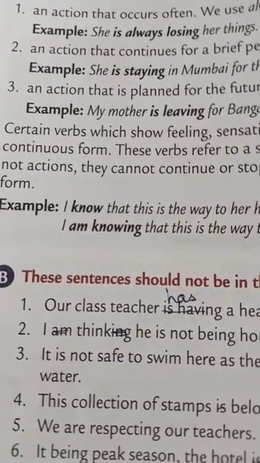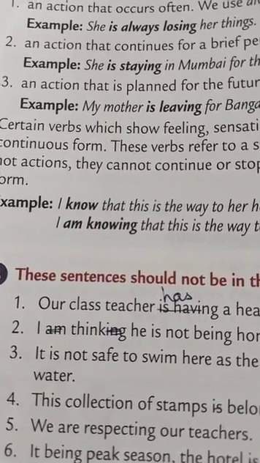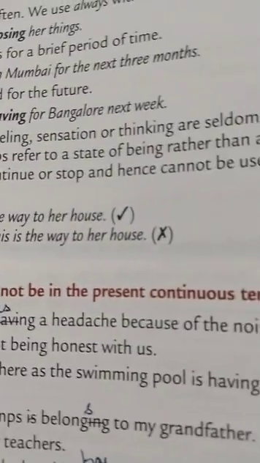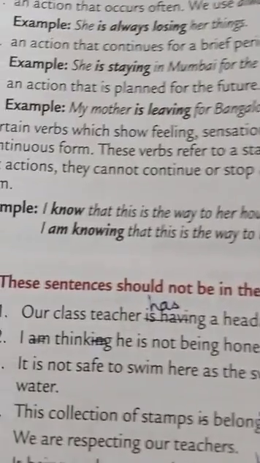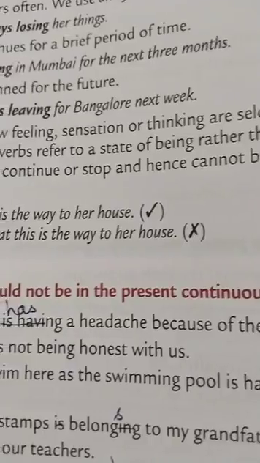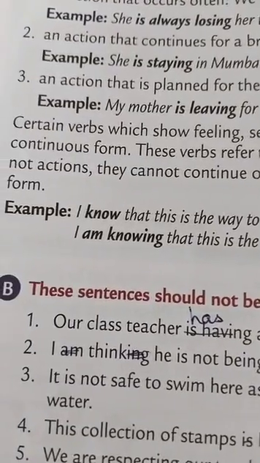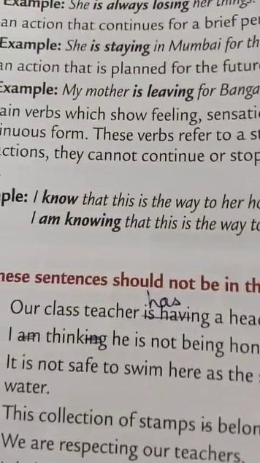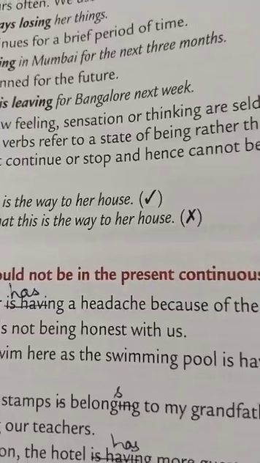Now simple present continuous tense is also used to refer to an action that continues for a brief period of time. Brief means short period of time. For example, she is staying in Mumbai for the next 3 months. Now it is also used to refer to an action that is planned for the future, like my mother is leaving for Bangalore next week.